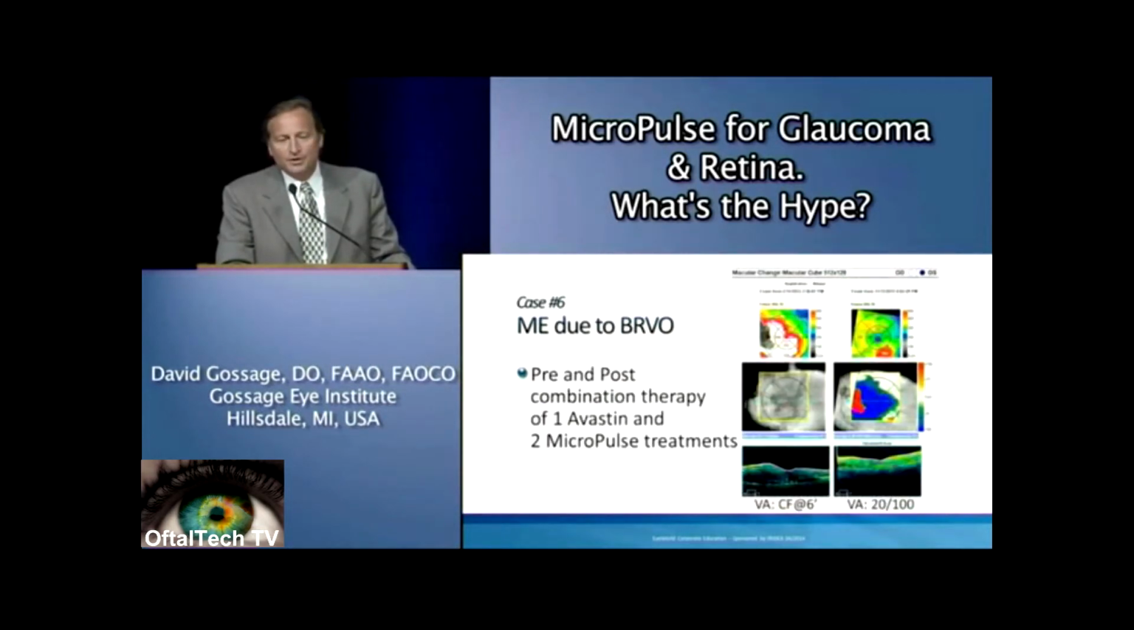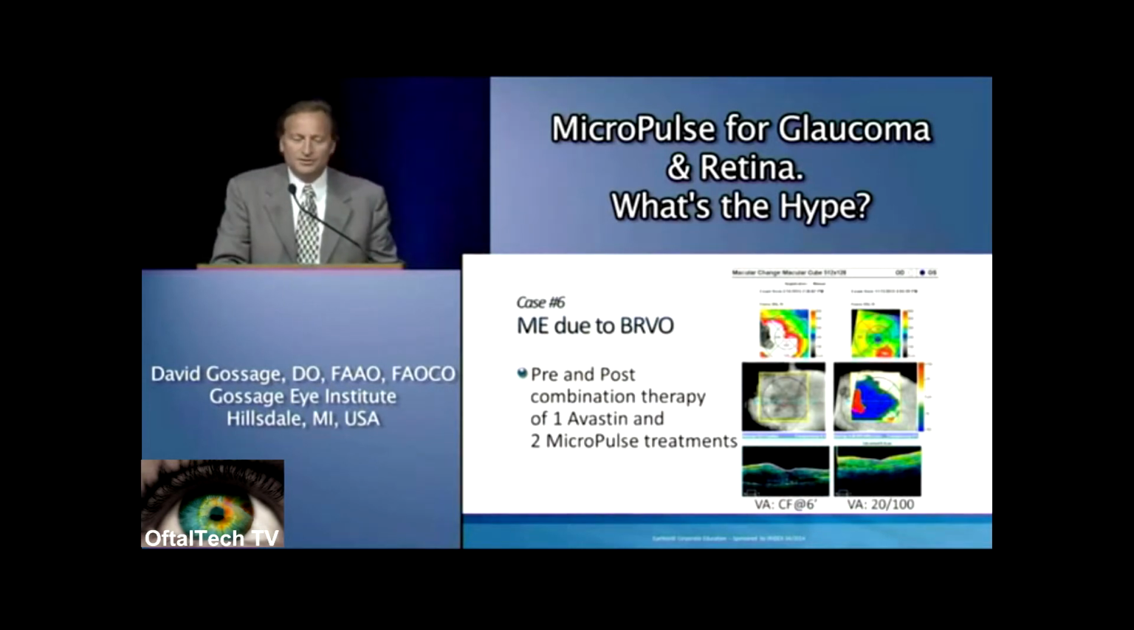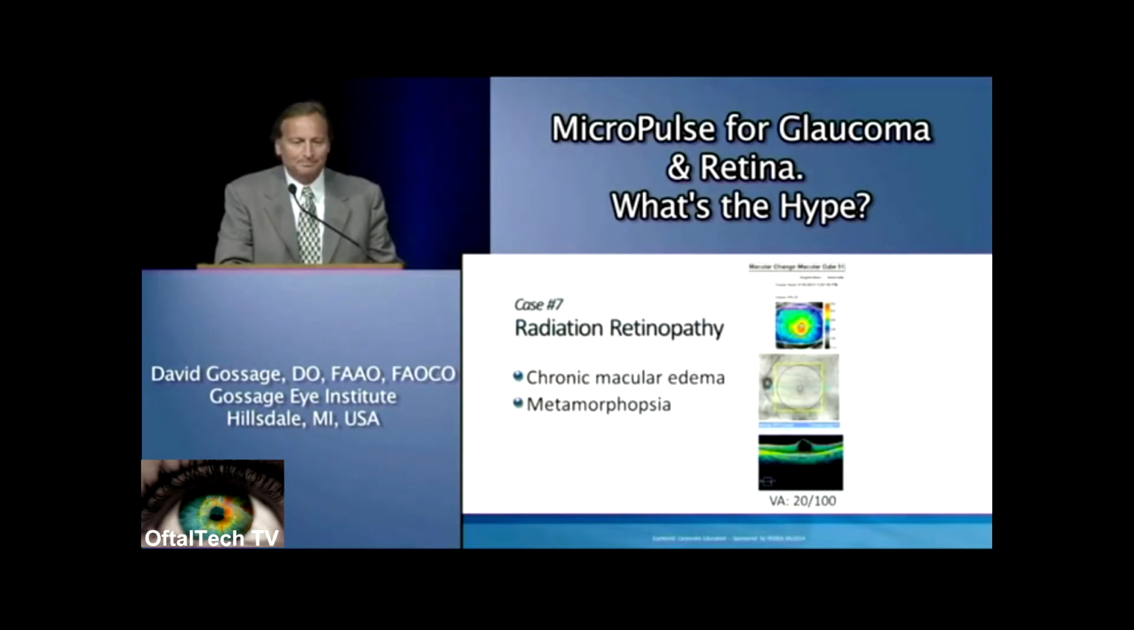So here's that patient again, pre and post combination therapy with 1 Avastin and 2 MicroPulse treatments, with vision improving from count fingers at 6 feet to 20/100. This patient probably would have required at least 5 or 6 anti-VEGF treatments to get the same effect. So I thought this was a nice combination therapy to be able to use.